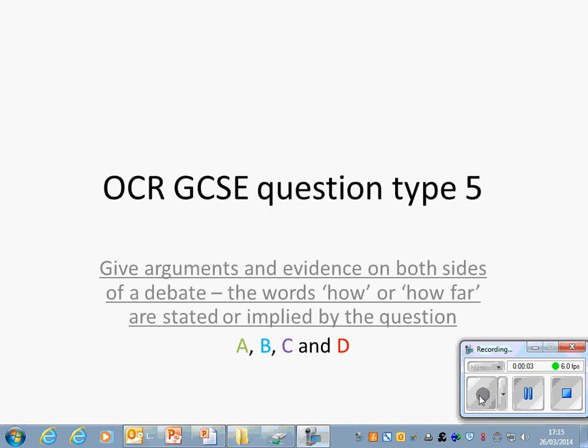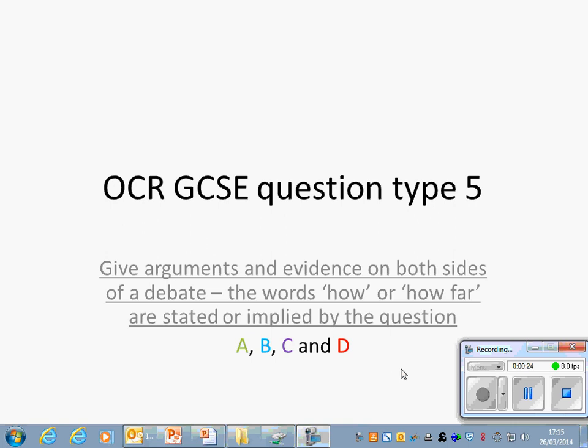GCSE OCR question type 5. Give arguments and evidence on both sides of a debate. The words "how far" or "how" are stated or implied by the question. So sometimes recognizing this type of question is half the trick, because it won't always say "how" or "how far". So let's look at a few examples.